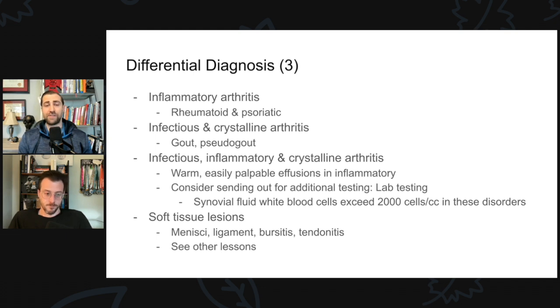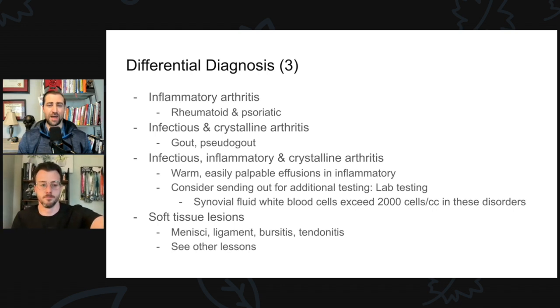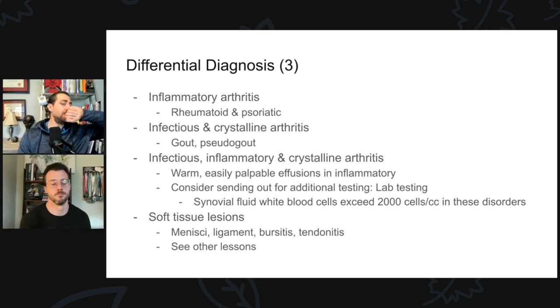So the infectious, inflammatory, and crystalline arthritis, they generally present as a warm, easily palpable effusion, and they are very inflammatory in nature, so it makes sense. It's just very warm, very swollen. You might think it might be more of one of these inflammatory arthritis issues, not necessarily OA. Essentially, you would send these folks back to the doctor. They do some lab testing. Maybe they withdraw some fluid from the joint. And essentially, if you have synovial fluid with white blood cells exceeding 2,000 cells per cc, that would be indicative of having more of an infectious, inflammatory, or potentially crystalline arthritis.